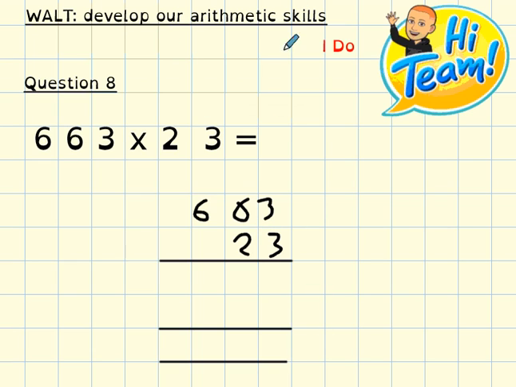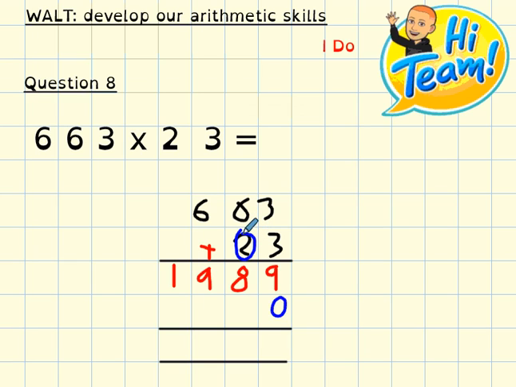3 times 3 is 9. 6 times 3 is 18. Exchange the 1, put the 8 down. 6 times 3 again is 18. Add on your exchange 1 would be 19. Circle the 2, put the 0 down because you're timesing by 20, not by 2.